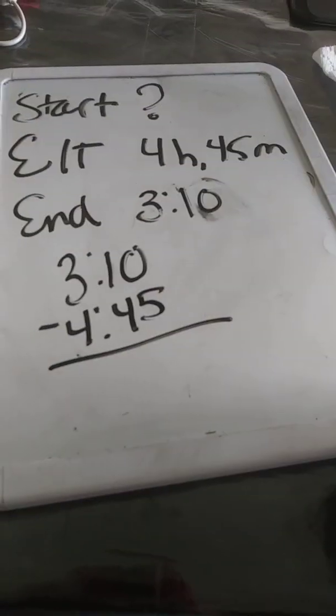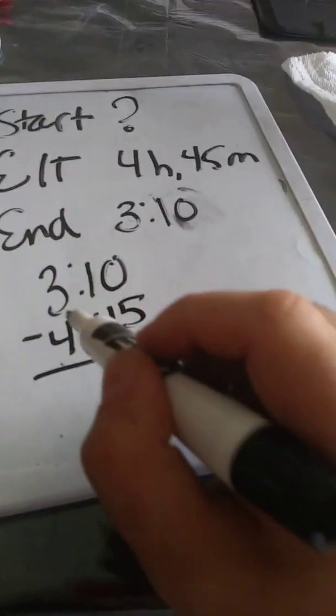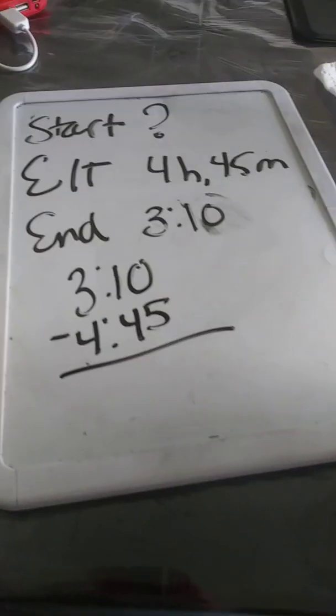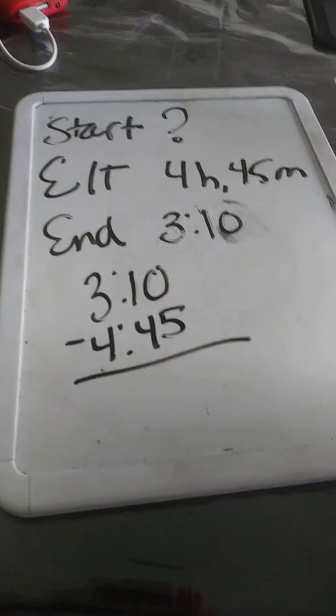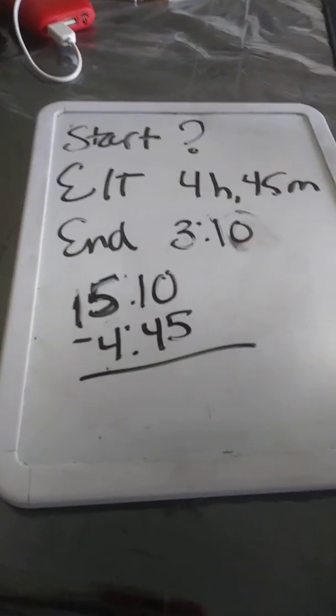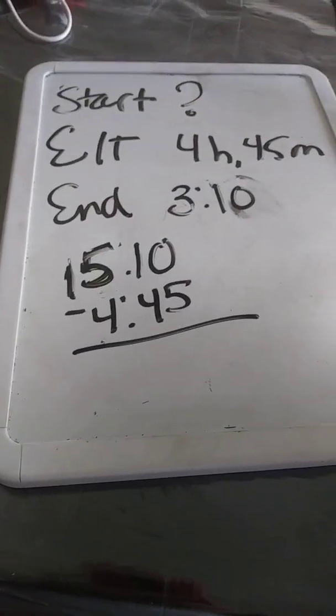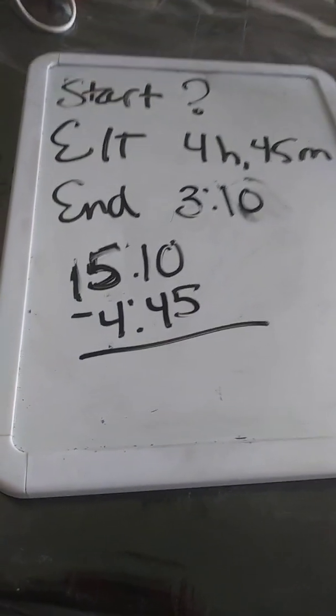So I got 3:10 minus 4:45. So now what do I do? Well, once again, the 3 is too small for 4, so I got to make it bigger than 4. How do I do that? Well, remember what I said before. What's the largest number on the clock? 12. I add the 12 to the 3, which would give me 15, okay? So I have 15:10 now. I know it's like military time, but that's what it would be. I know it looks weird, but trust me on this. Now I'm ready to do it.